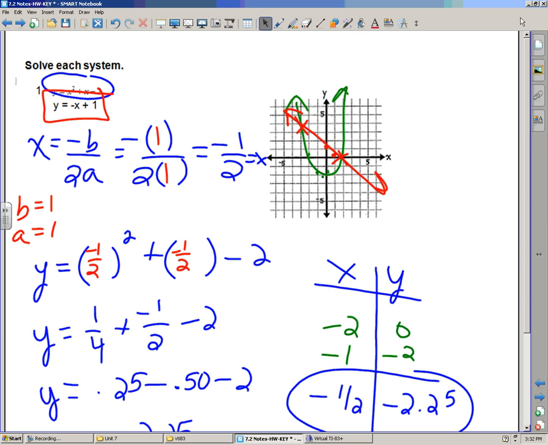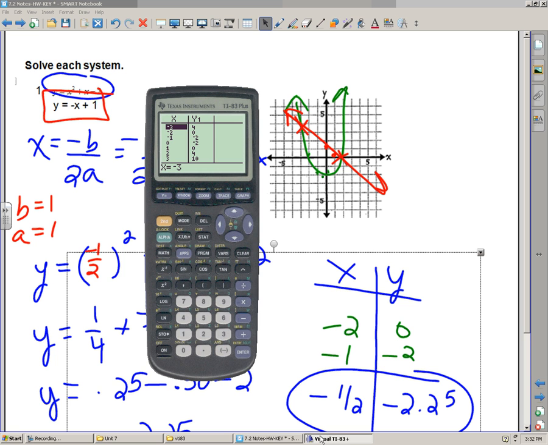So here we go back to the calculator. And what we're going to do is go back to y equals, and in y2 you're going to type in -x + 1, and then we're going to graph. And there's the line. So in order to find the 2 points of intersection, we need to calculate those points.